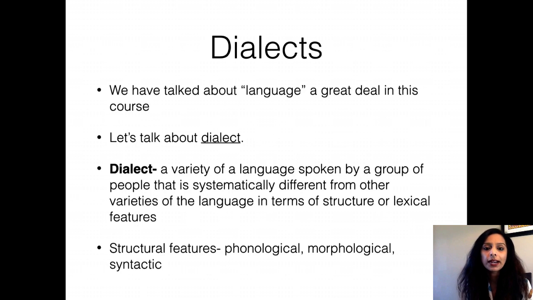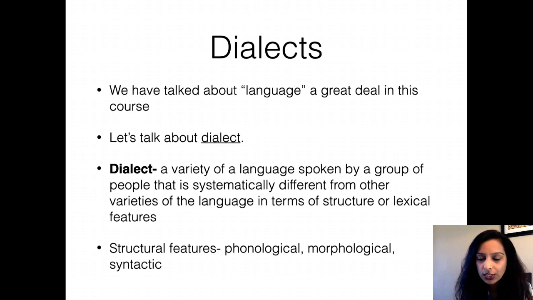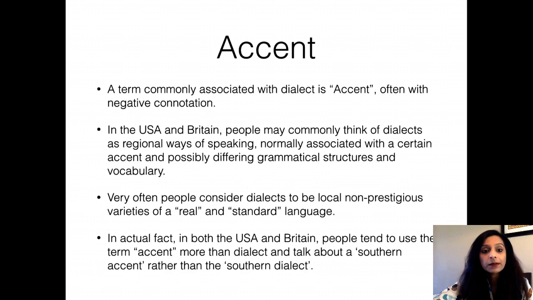Very often when we talk about language variation, we talk about dialects. And so I have defined for you what a dialect is. It's a variety of a language spoken by a group of people that is systematically different from other varieties of language in terms of structure or lexical features. And by which I mean that you can have phonological changes between different varieties of language, morphological changes, syntactic changes, etc.